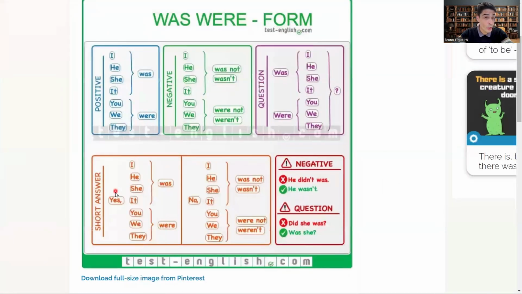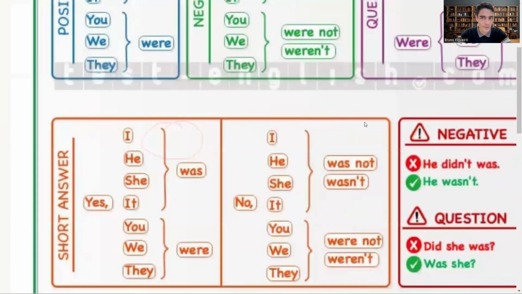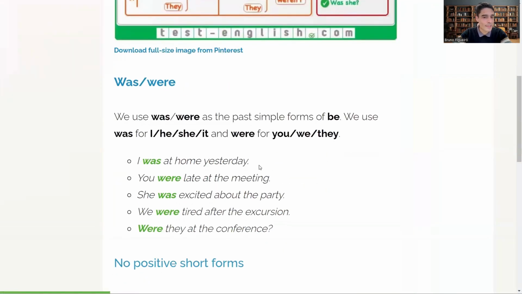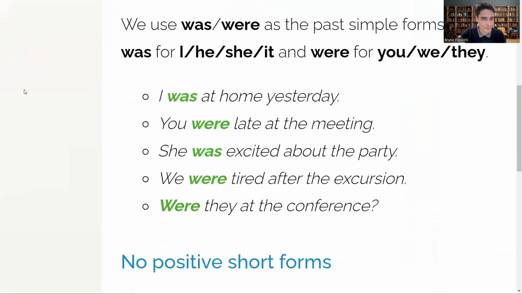And of course, for short answers: yes, I was. No, I wasn't. So we have to use the same subject in the question and the answer. So this is the verb to be in the past. Let's take a look at some more examples.